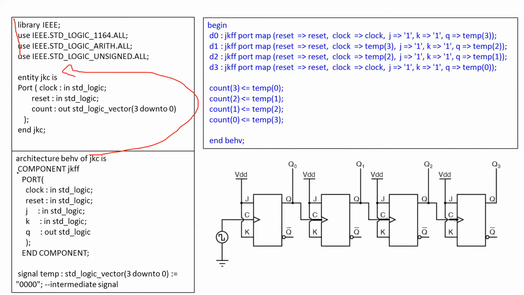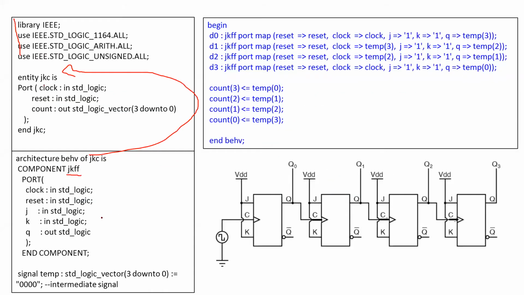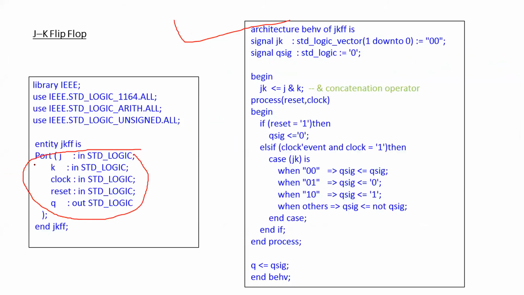Next, I have called the function JK flip-flop over here, which I have previously created and saved in a separate file. Whatever the port values I have defined, the same port values I have copied over here. You can see we have clock, reset, J, K, and Q values. All the ports which I have defined previously are now saved over here. I have called a function which I defined previously in this particular flip-flop.